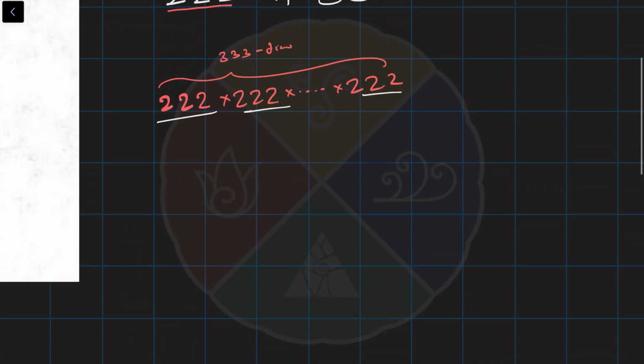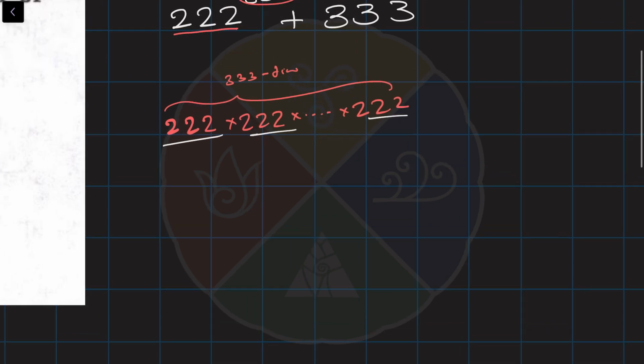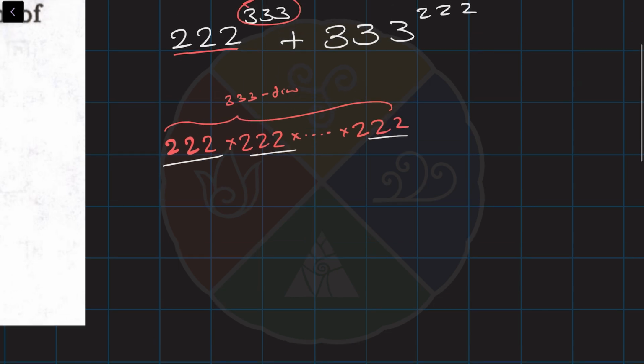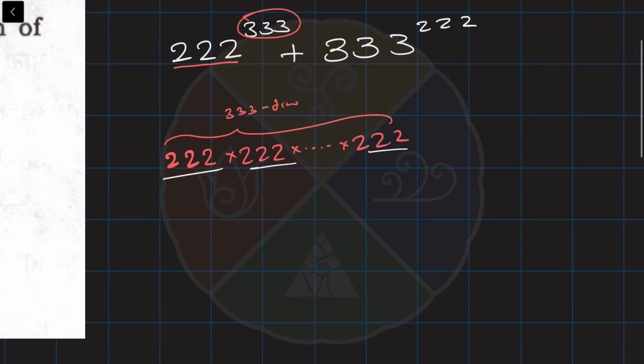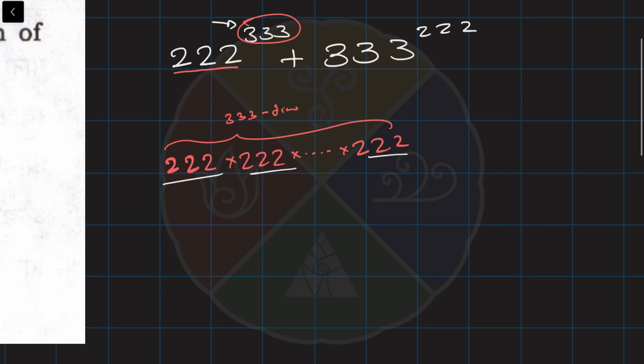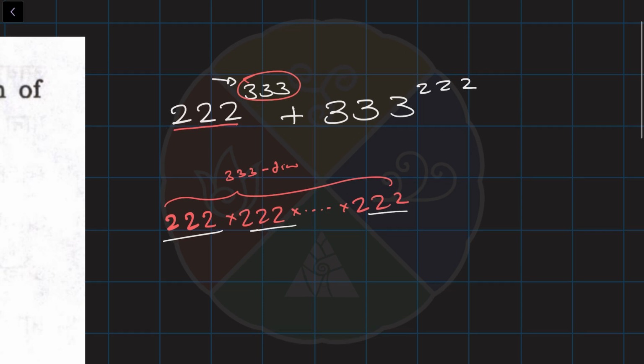Now, if you look at this, 222 is getting multiplied by itself several times. So even multiplied by even will be even. So if an even number is raised to a natural number, and be very careful, I am saying an even number raised to a natural number. What do you mean by natural number? Numbers like 1, 2, 3, 4 and so on. If an even number is raised to a natural number, the resultant will always be an even number, because it is getting multiplied by itself.